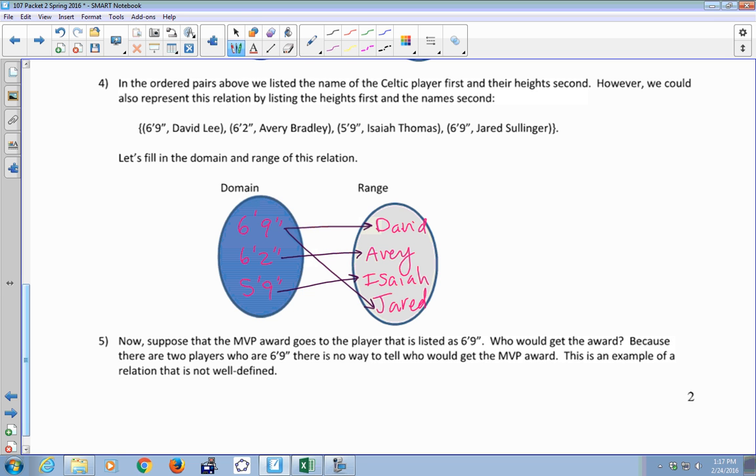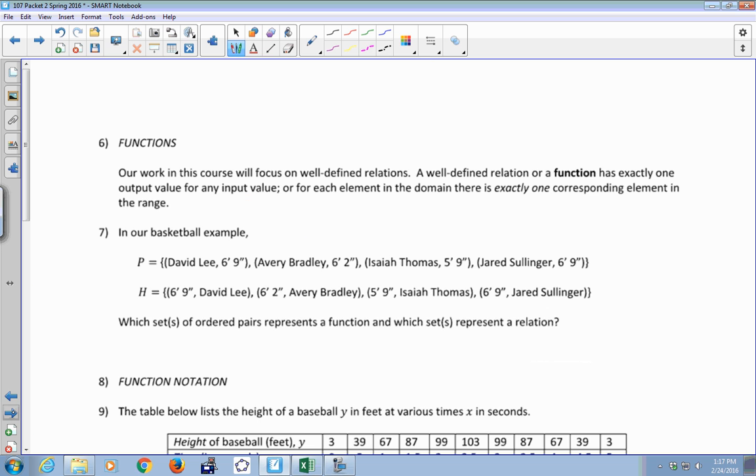Yeah, it's either David or Jared based on what we know here. Yeah. It could be a lot of other players too. Yeah. There's no way to tell who would get the MVP award if we just list the height of the person who gets it, right? So when we list height and then name for this particular relation, we say that this is not well defined, right? We like to be able to look something up in the domain and have it mapped to exactly one place in the range. Okay. So in this case, not well defined.